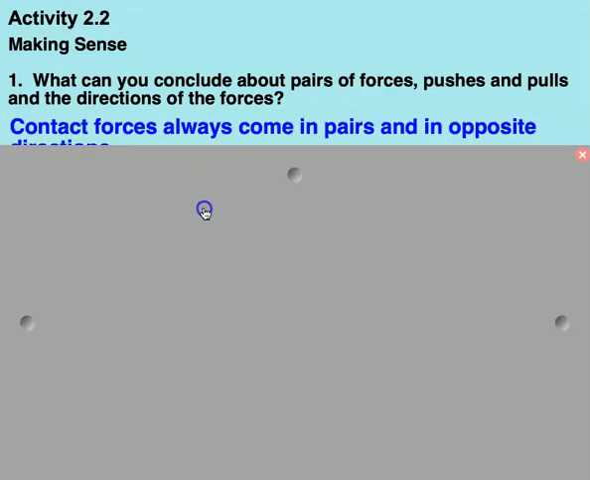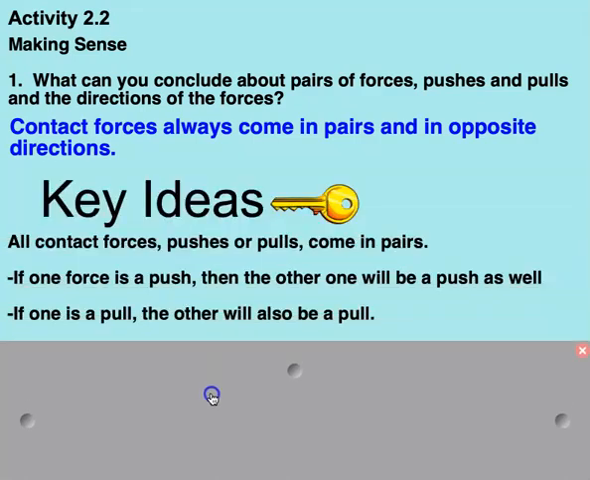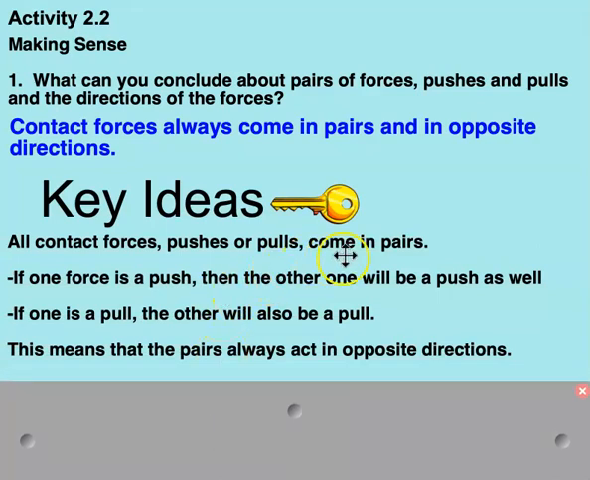First of all, contact forces always come in pairs and in opposite directions. If I pull on the rope, the rope pulls on me, and the arrows go in opposite directions. Horizontal forces are shown by horizontal arrows, and a horizontal force is going to have an opposite horizontal force acting on it. So all contact forces, pushes or pulls, come in pairs. If one force is a push, then the other one will be a push as well. If one is a pull, the other one will also be a pull. This means that the pairs always come in opposite directions.